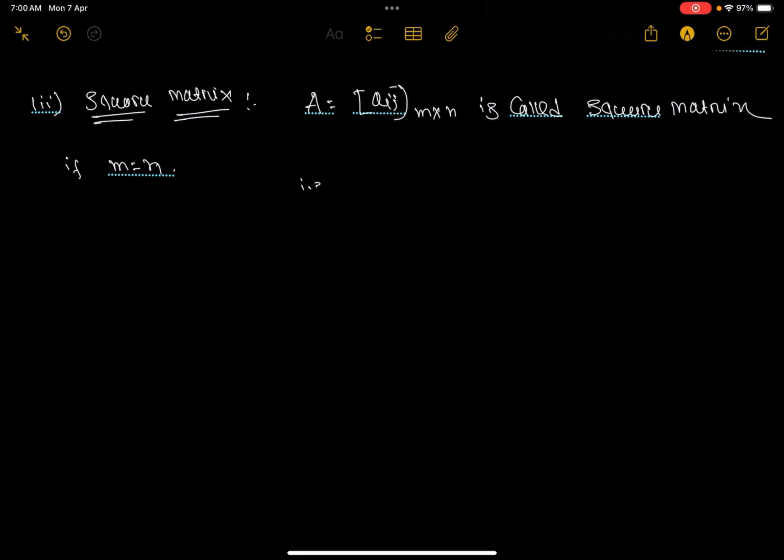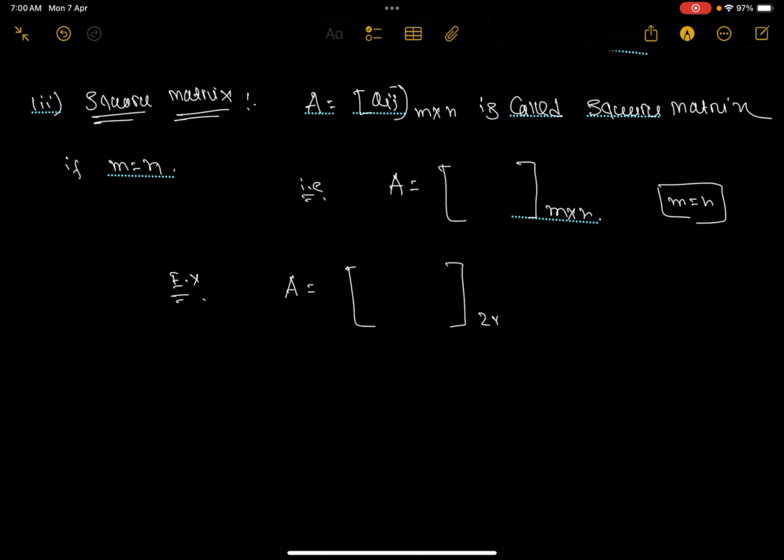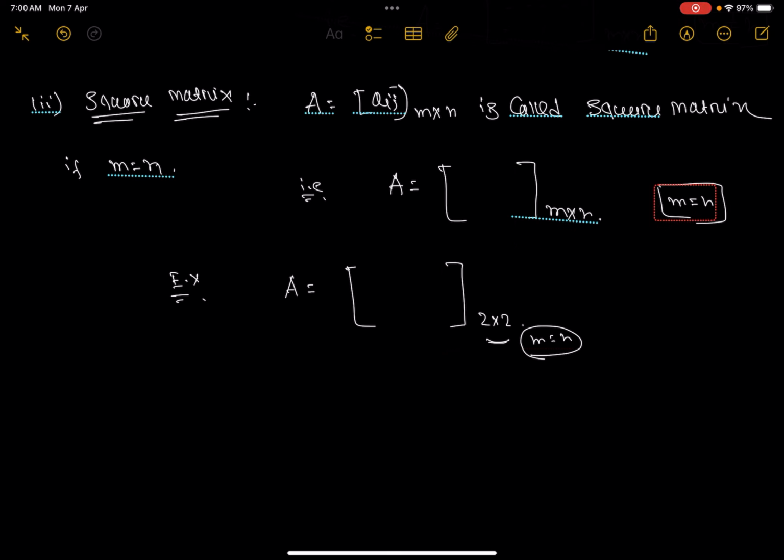What this implies is that if A is a matrix, what is the given criteria? m equal to n. For example, A is a matrix of 2 cross 2. The dimensions should be the same, m equals n. This is the given criteria. For this case, A11, A12, A21, A22. These 4 elements, we can take any of them.